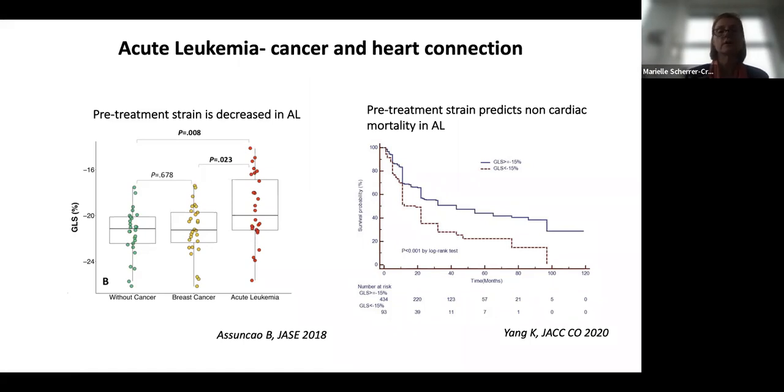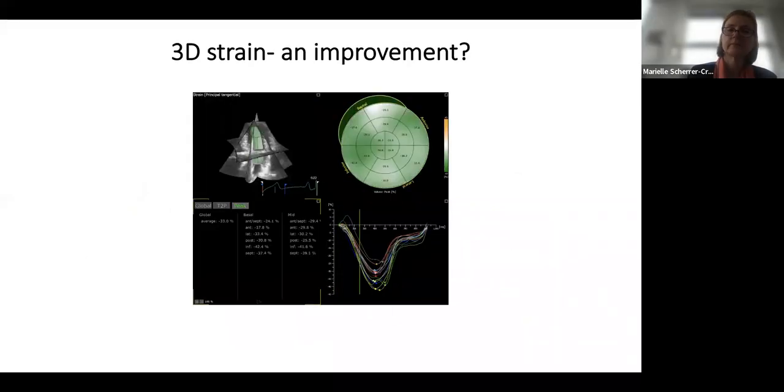We don't know if it's the cytokines that are inundating the patients or if there's something else, and that's certainly something that we're looking into. Another argument for that is that the pretreatment strain in the paper by Yu Kang also predicts the non-cardiac mortality in acute leukemia, as if it was a reflection maybe of the burden of disease of leukemia.